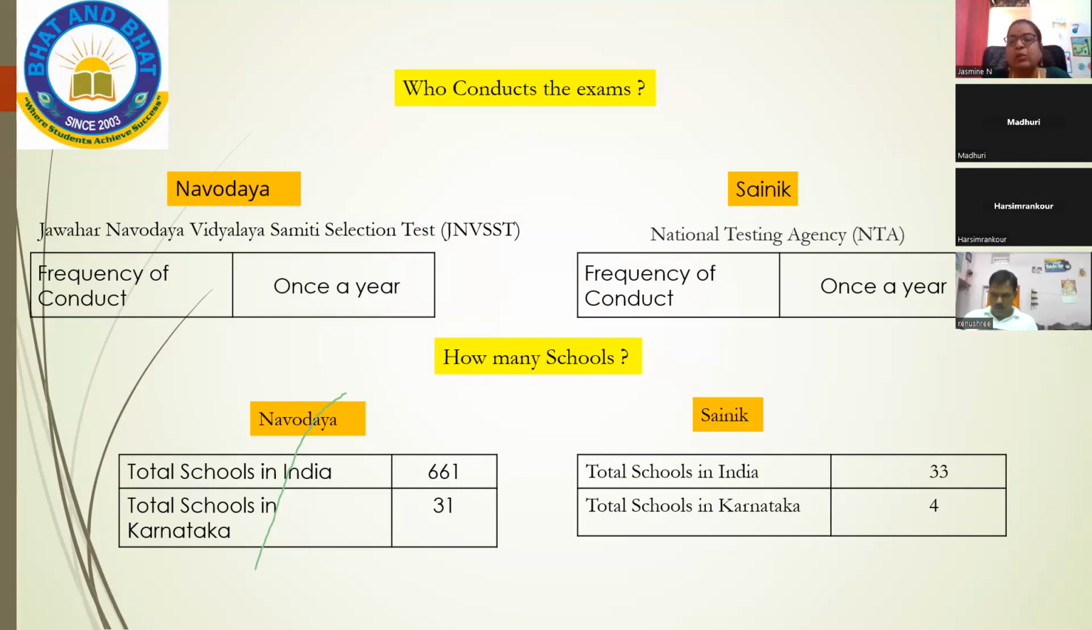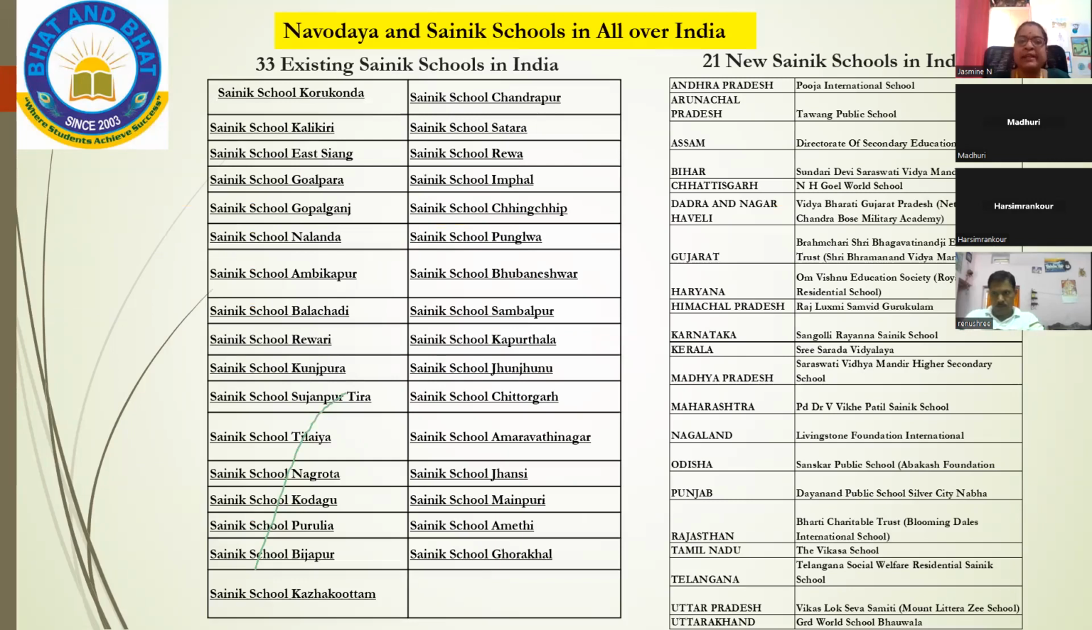Whereas for Sainik schools, there are the totally existing schools, we can say. Whatever they have established from the year 1962 onwards, the existing schools all over India are exactly 33. Whereas in Karnataka, there are 4 existing Sainik schools. Fine, now going to the next slide.